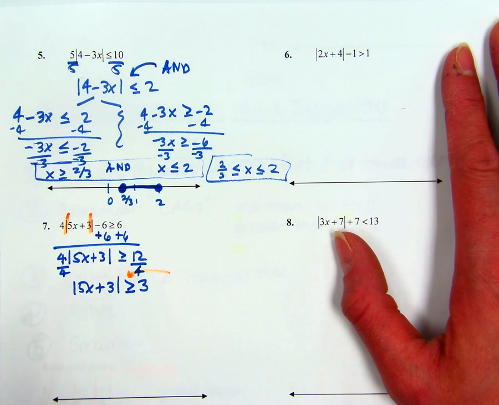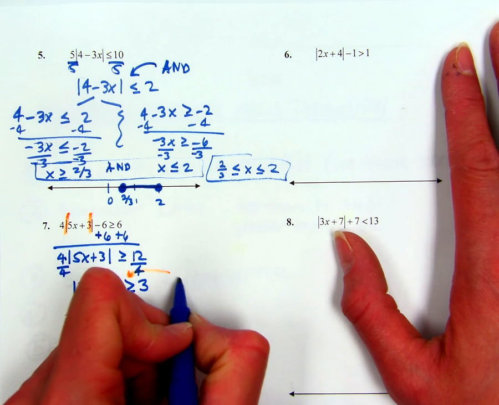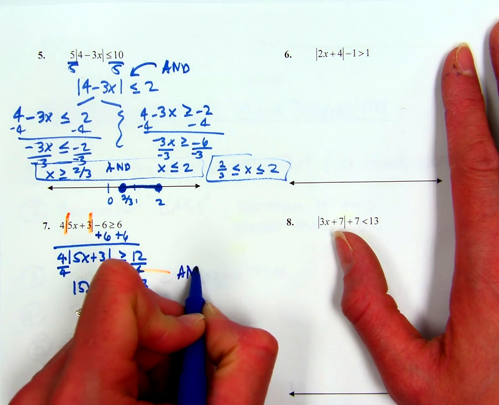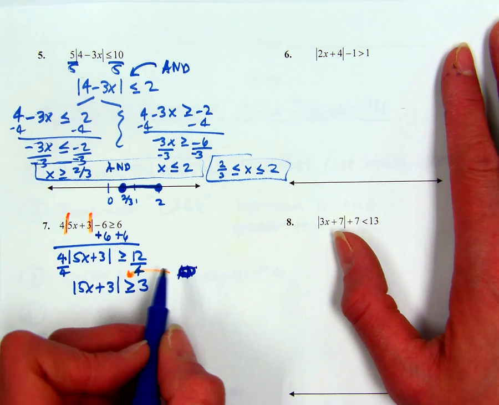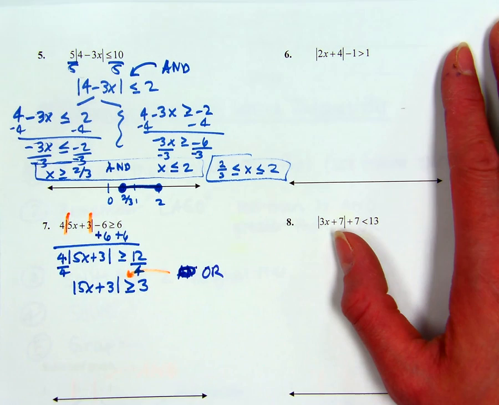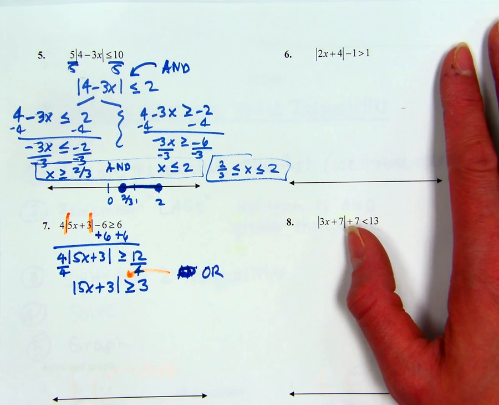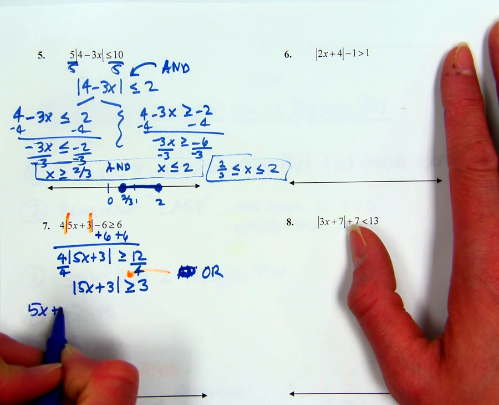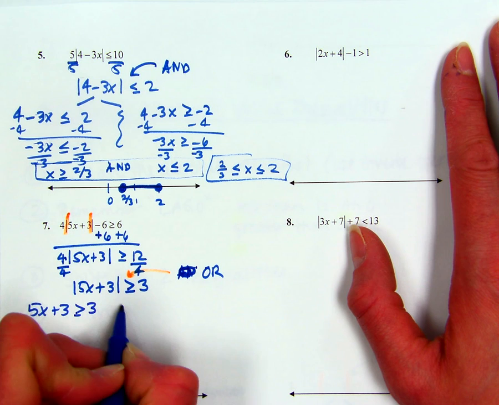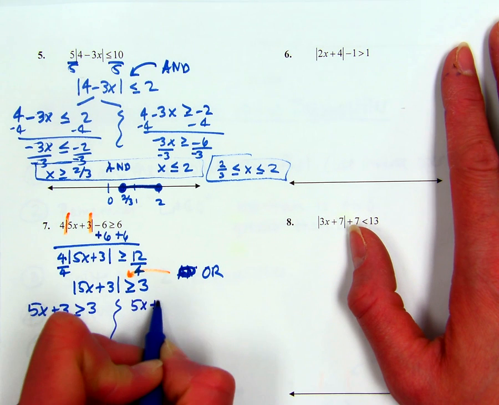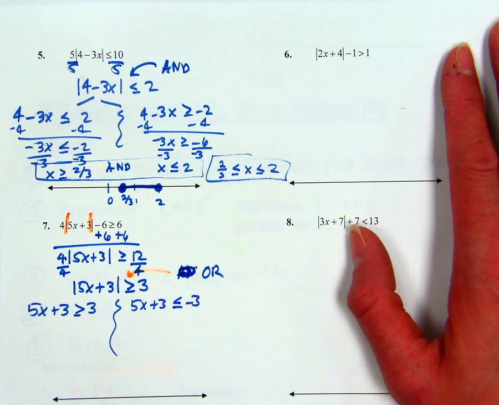Then you're going to look at what's your symbol. So it says greater than. That tells me greater than is "or." And so now you're going to split it up into two separate inequalities. 5x plus 3 is greater than or equal to 3. 5x plus 3 is less than or equal to negative 3.